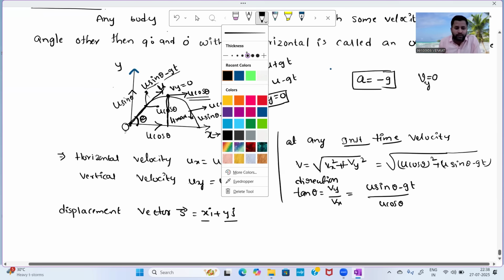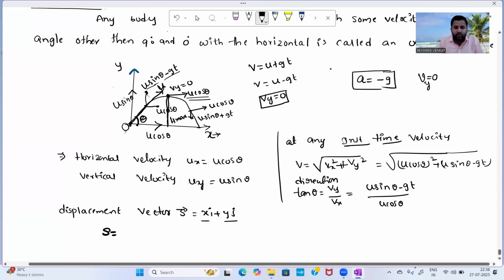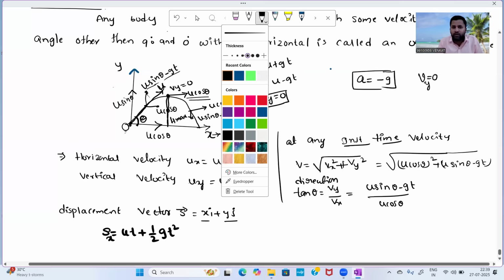How can we find the vertical and horizontal components? By using the kinematic equations. To find the displacement vector, which equation can we use? The kinematic second equation, s equal to ut plus half gt square. This way we can find the horizontal component along the x-axis. Now one more point we need to remember here: how much is gravity?